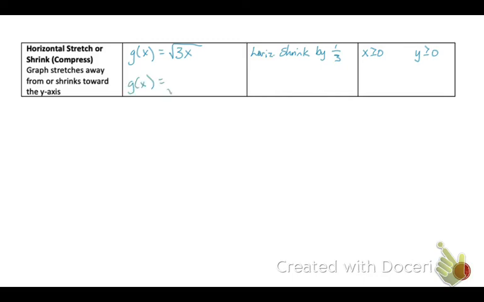And then I'm still going to use a square root function here. And so I have the square root of 1/2 x. That is a horizontal stretch by 2. So remember with the horizontal stretches or shrinks that the multiplier is opposite of what you would think. And the graph is going to stretch away or towards the y-axis. Or I think I mean to say x-axis there.